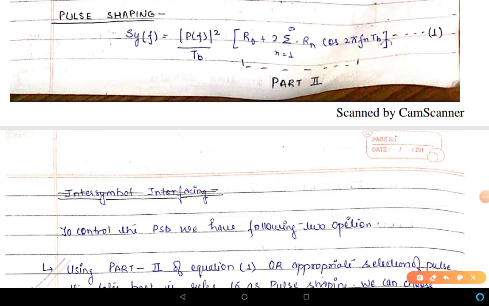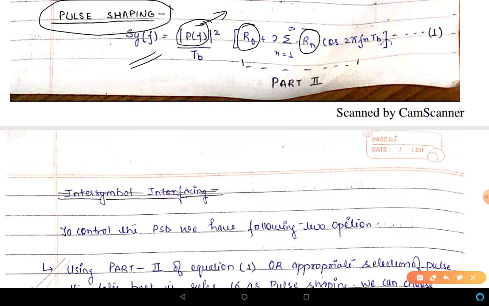So now we will see another part which is called pulse shaping. It is an important part in communication engineering. So let us see this equation. This equation is basically the power spectral density of a train of pulses, where P(f) is the Fourier transform of that pulse, as we have seen in the previous lectures.